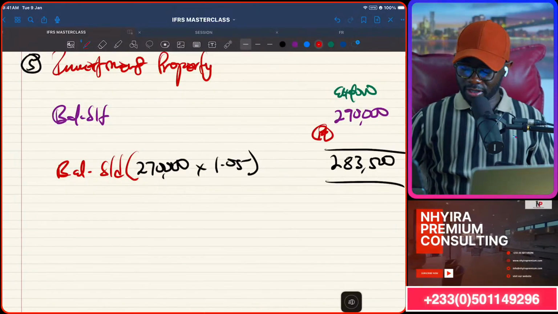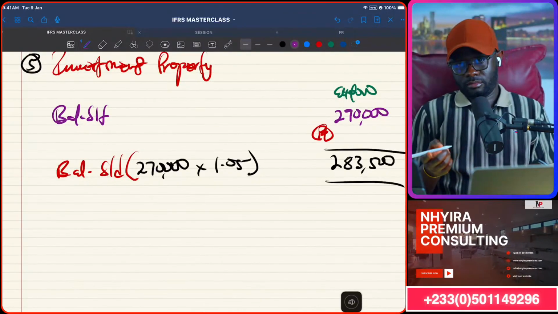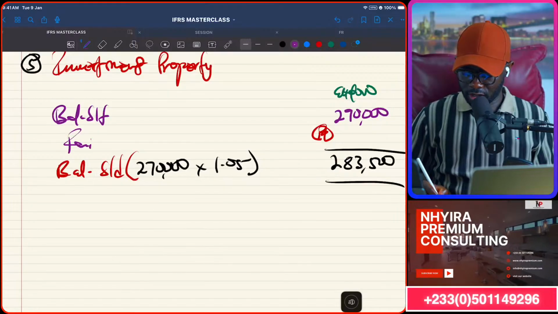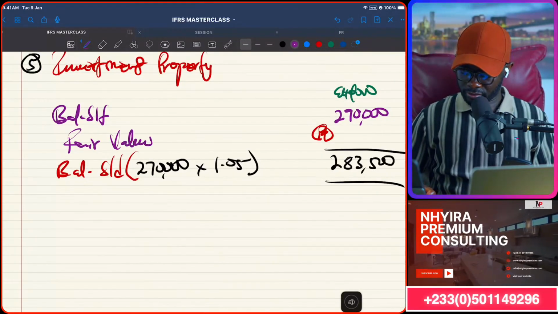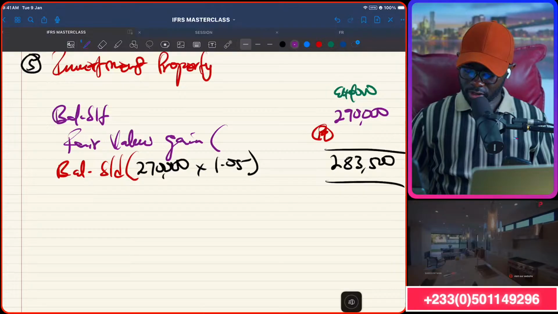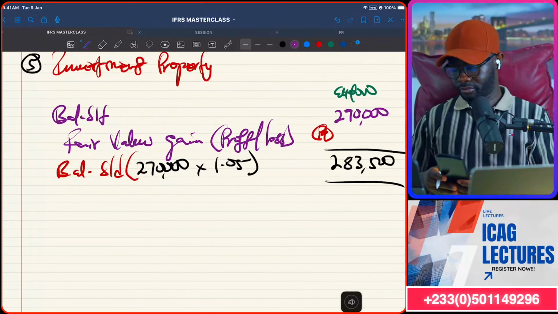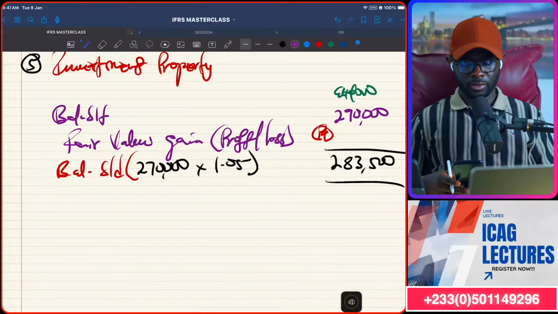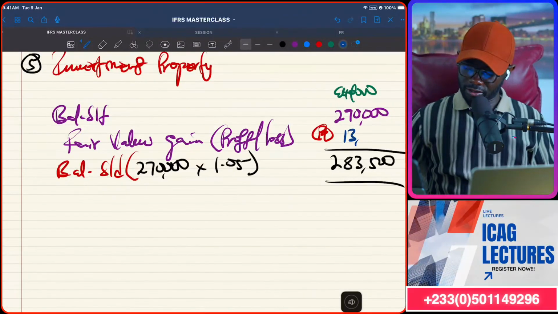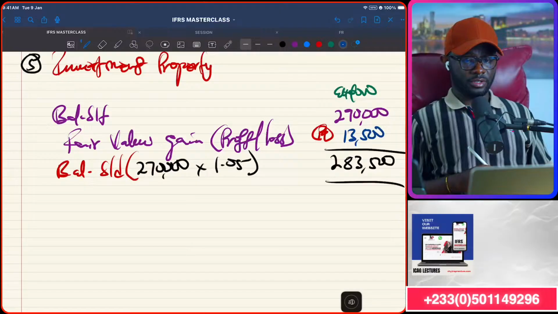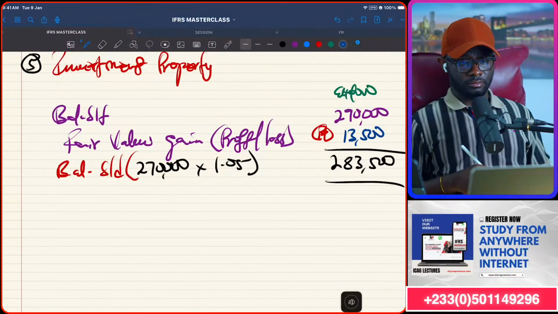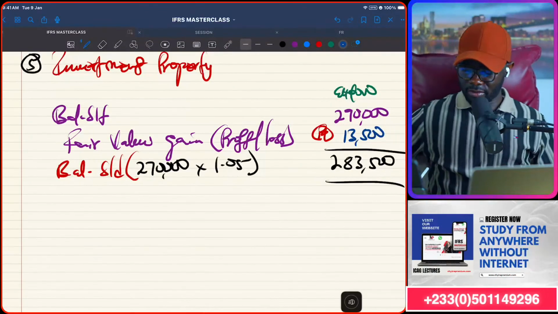So the balancing figure is a gain on the investment property, which must be recognized in the profit or loss. And that is 13,500. So that will come in the profit or loss.